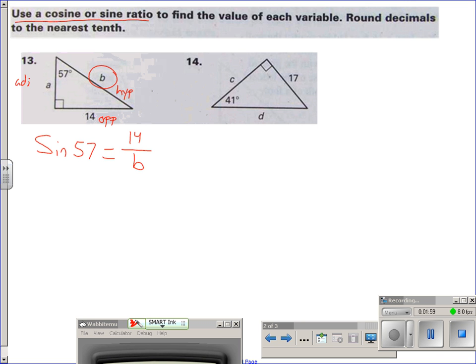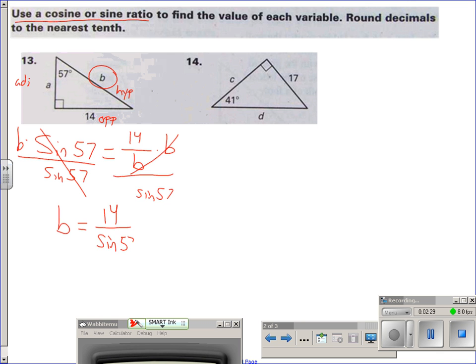All right, so to solve for B, just like we did in the second video with the tangents, we're going to multiply both sides by B. We can't solve for a variable when it's in the denominator. So by multiplying both sides by that, it gets it out of that denominator. Now we've got to divide by the sine of 57 degrees. Those B's are gone, so we're just left with the sine of 57's cancel out. B equals 14 divided by whatever the sine of 57 degrees is.